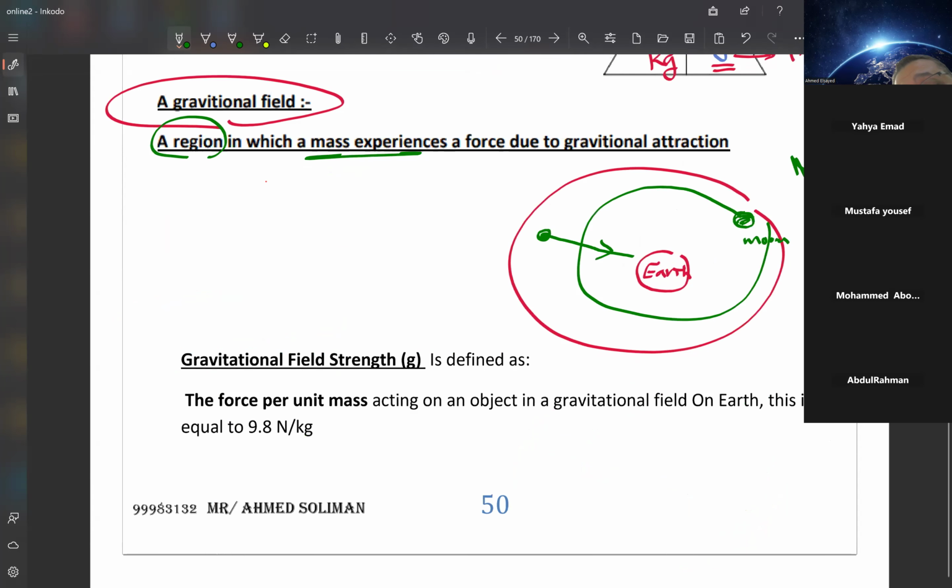Gravitational field strength, what is the definition of it? To find g, it will be weight over mass. So the definition is the force per unit mass. Also, you can write the weight per unit mass, the weight over mass. All accepted.